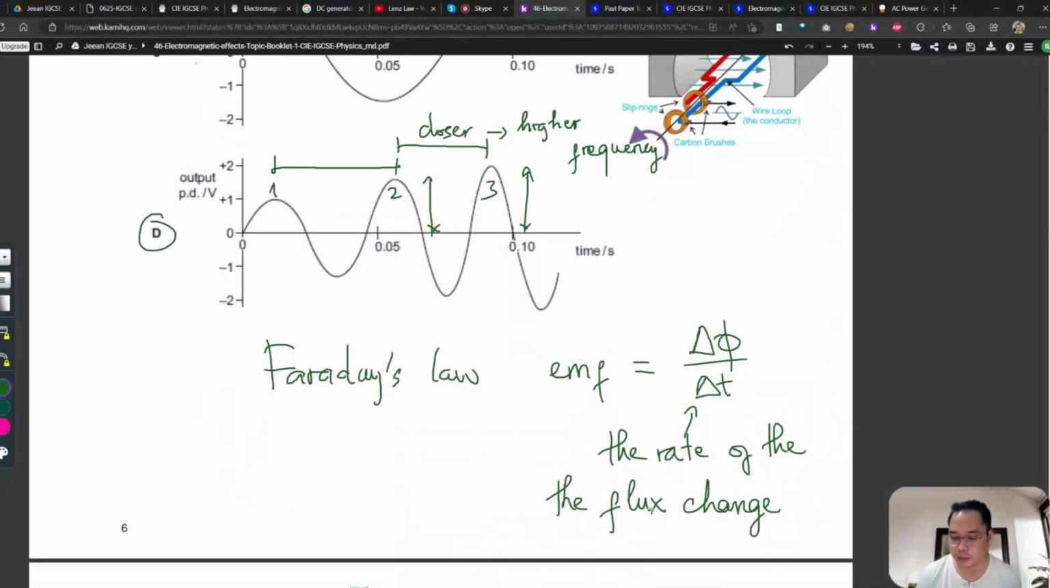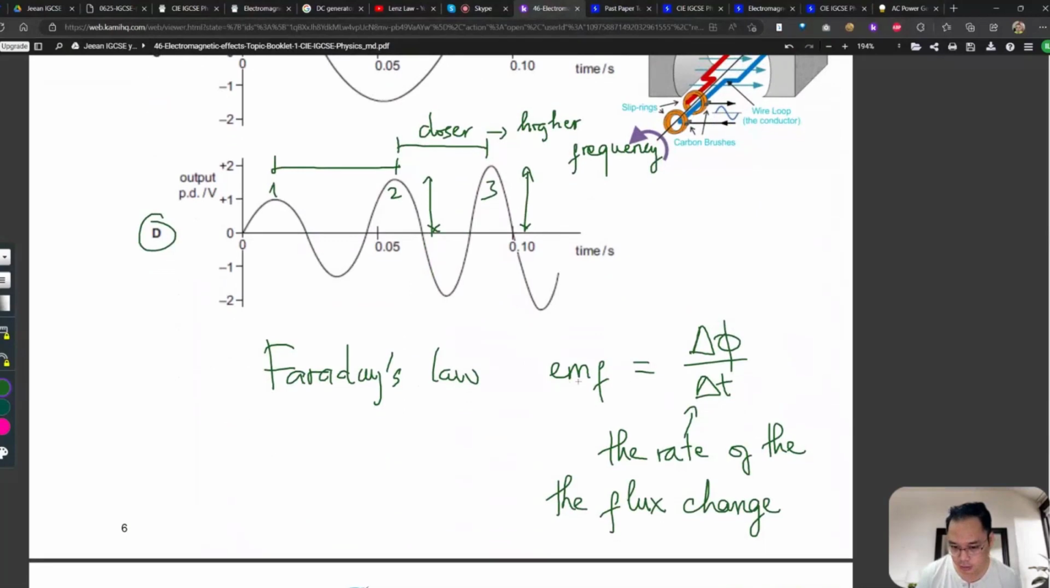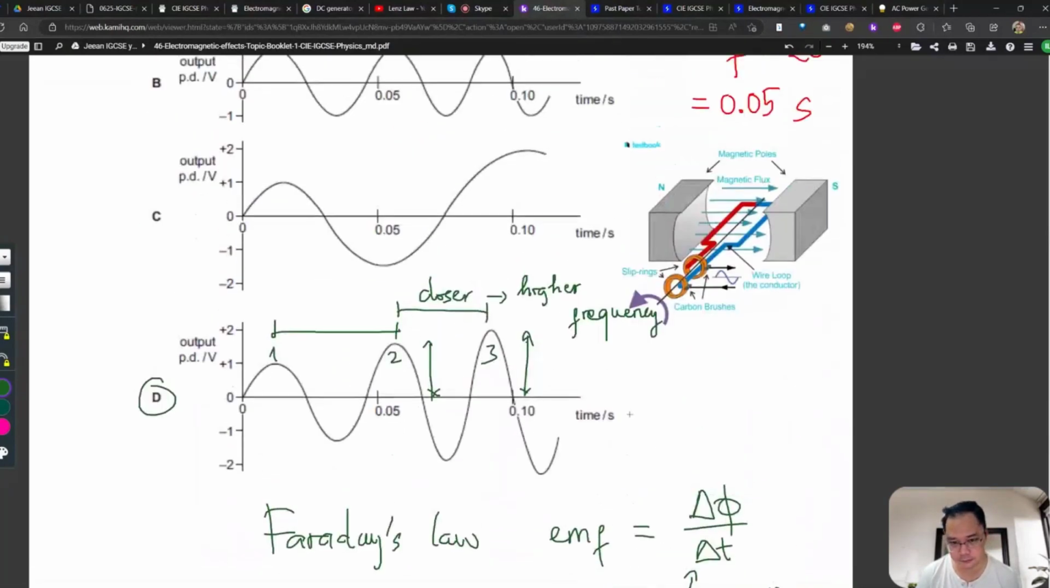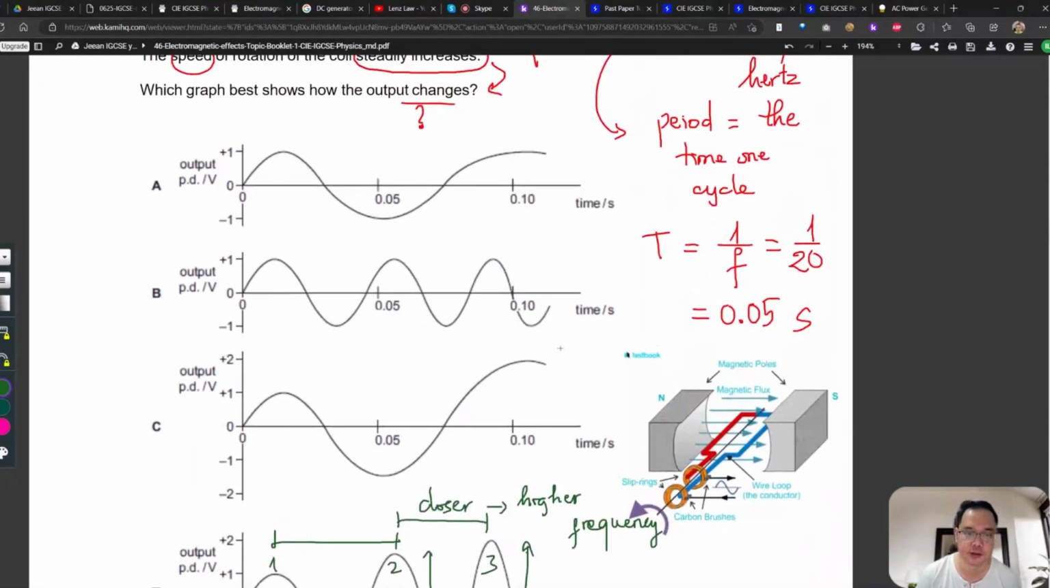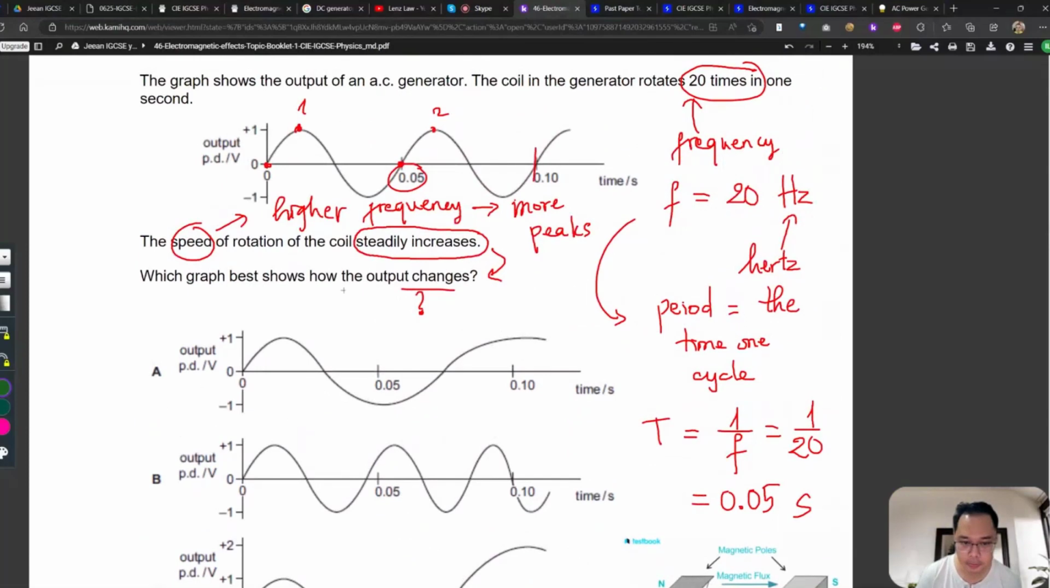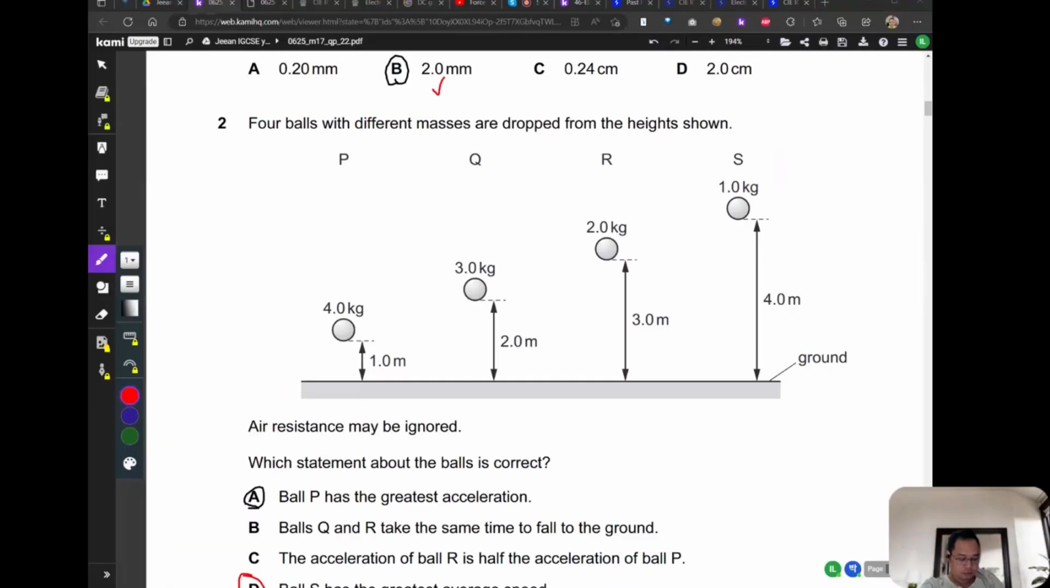The rate of the change in magnetic flux, meaning it is proportional to how fast we rotate a coil, directly relates to the EMF, electromotive force, and also the frequency. Yeah, it is quite a difficult question, but if we can do that, it means we deeply understand the problem about induction.